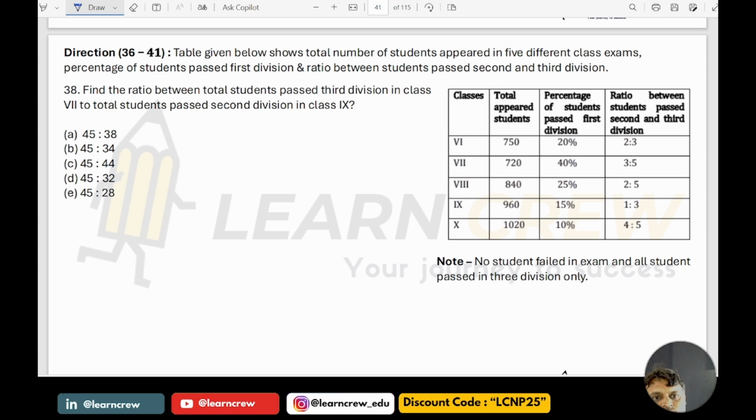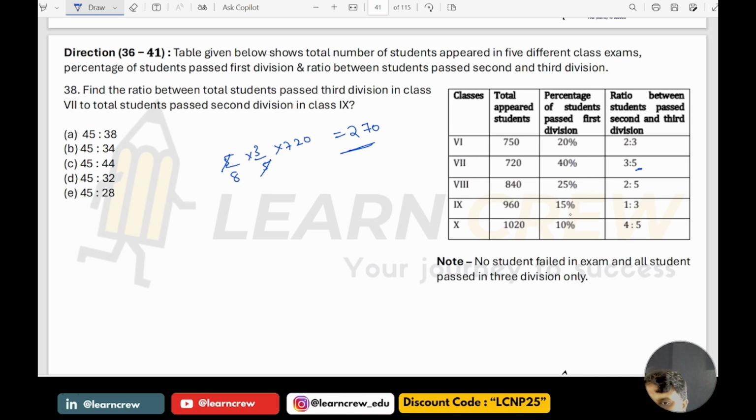Find the ratio between total students passed in third division in class 7. In class 7, third division, how many? See, 40% is 288. So it is nothing but 5 by 8 of 3/5 of 60% of 720. Which is nothing but how much? 270. Find the ratio between this and the total number passed in second division in class 9.